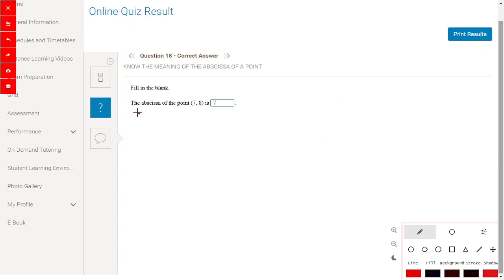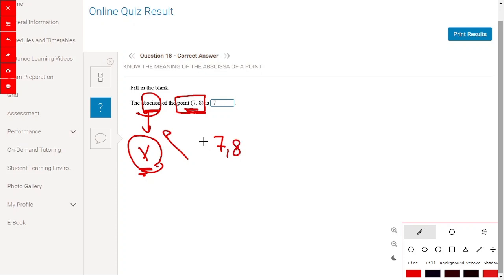Question 18. The abscissa of the point 7 and 8. Abscissa is the x coordinate of a point. When we say abscissa, that means you will choose the x coordinate from this point. So what is the x? I have the point 7 and 8. 7 is x, 8 is y. So x will be 7. So the abscissa is 7.